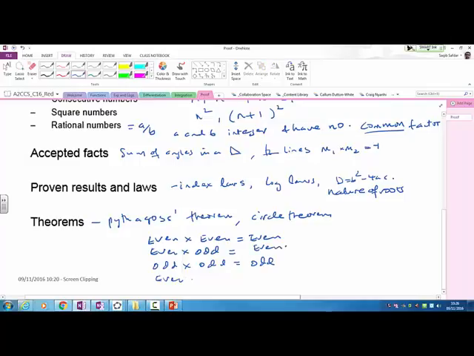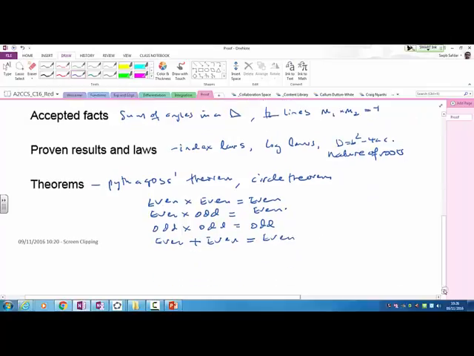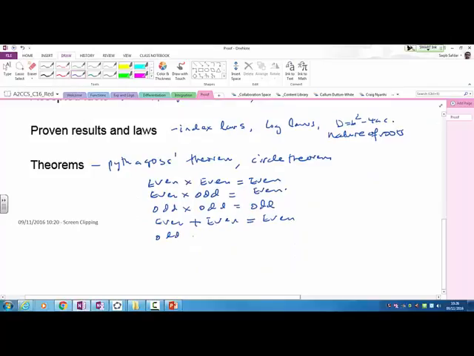Or even plus even is always going to be what? Even. What about an odd plus odd? Okay, it would always give us an even. And an odd plus an even will always be odd.